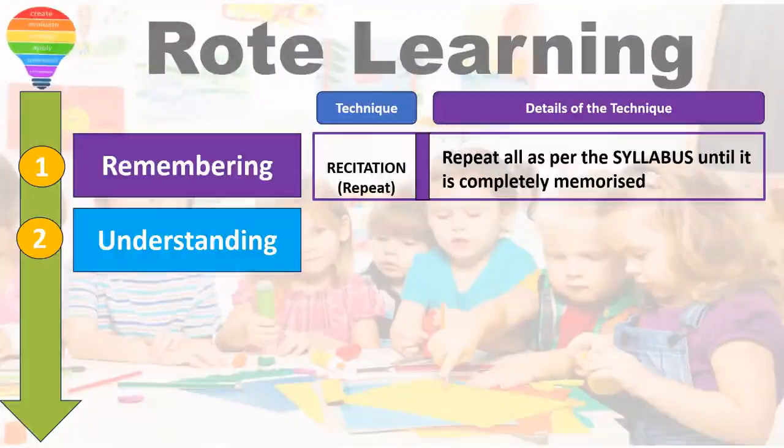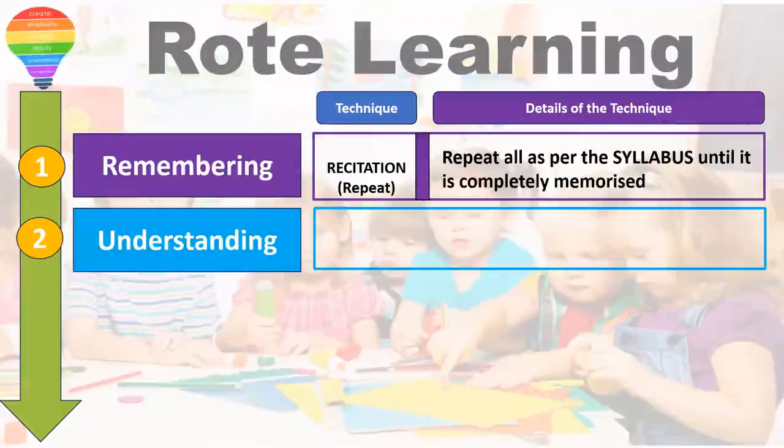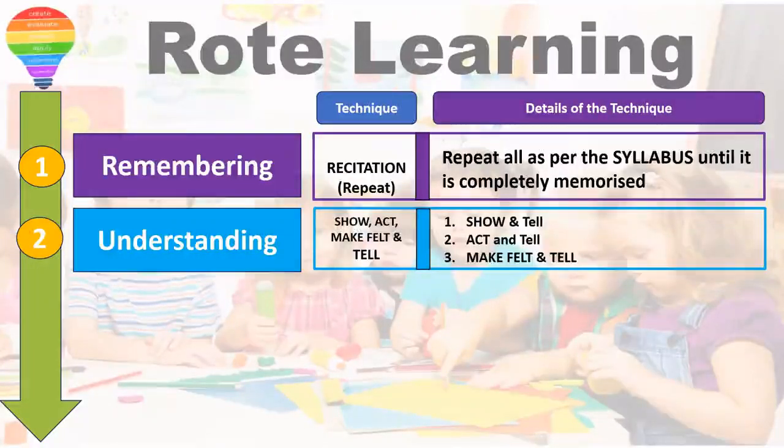Now, the second part of Bloom's taxonomy is understanding. Once the child is able to remember things, understanding will develop automatically. For that purpose, as a structure, we have created three techniques under understanding: show and tell, act and tell, and make felt and tell. Either you show and tell, or you act and tell, or you make the child feel, either through a touching skill or anything, and after that you tell. Once this remembering happens, understanding becomes a natural process, provided such a technique is being used in the school.